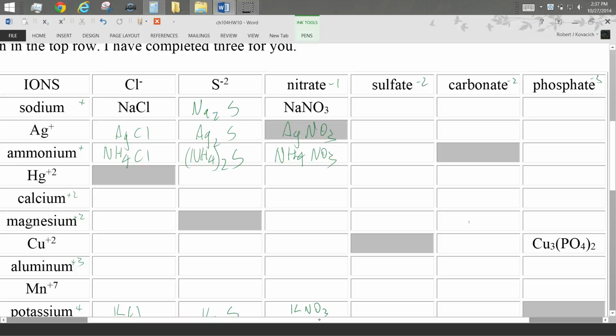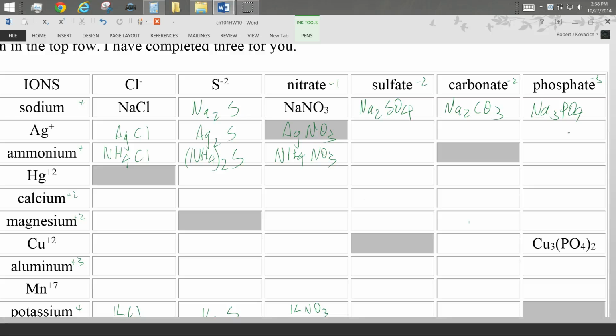Okay, so let's do the sulfate one. So I've got Na2SO4. Are we good with that? It looks like the sulfur one earlier because they both have a -2 charge. And then the carbonate one's going to look very similar to that, because the sulfate and the carbonate both have a -2 charge. All right, and then the phosphate, Na3PO4. That way we can cancel out the -3 charge on that phosphate.